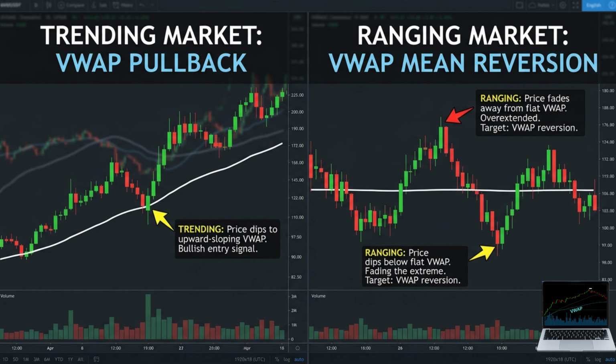VWAP reclaim: price briefly dips below VWAP but immediately closes back above it within 1 to 2 candles. This is a bear trap. Buy the close of the reclaim candle.